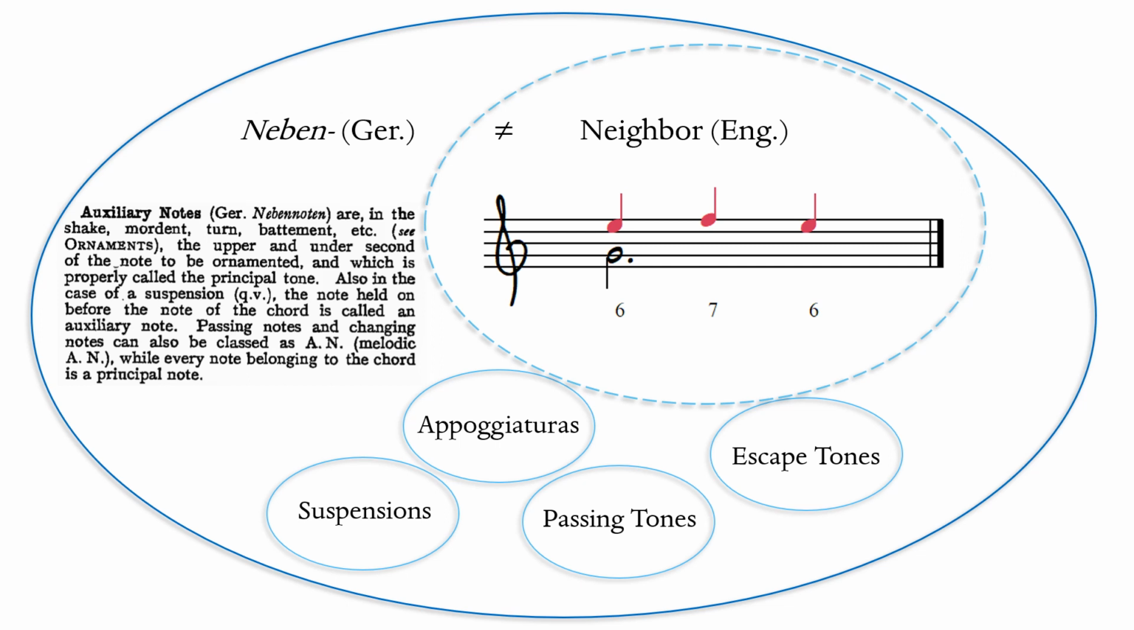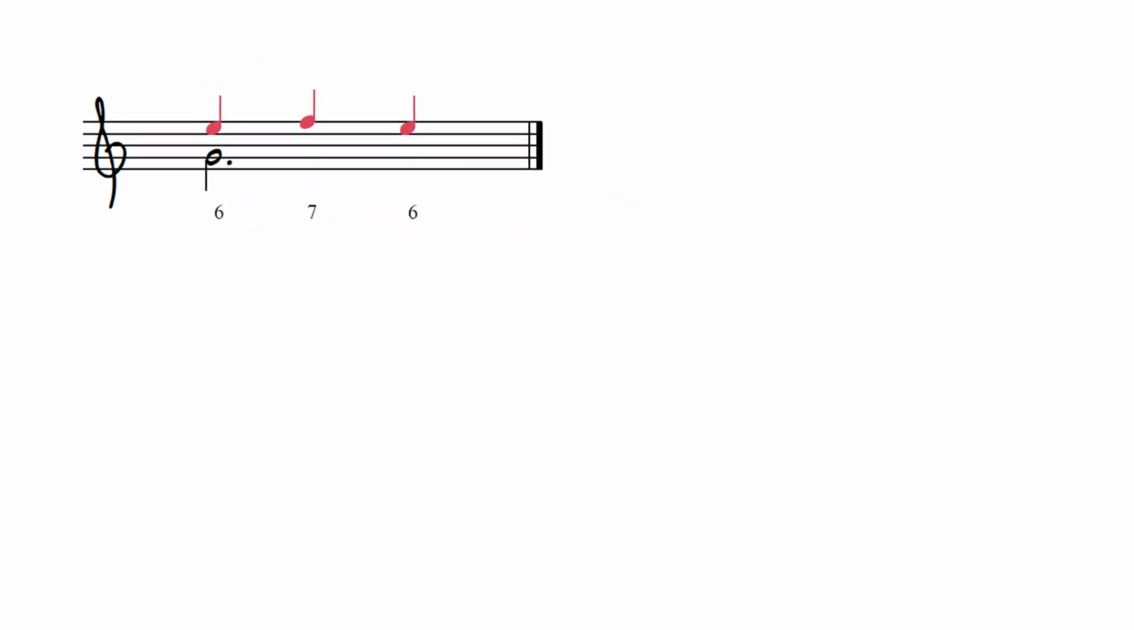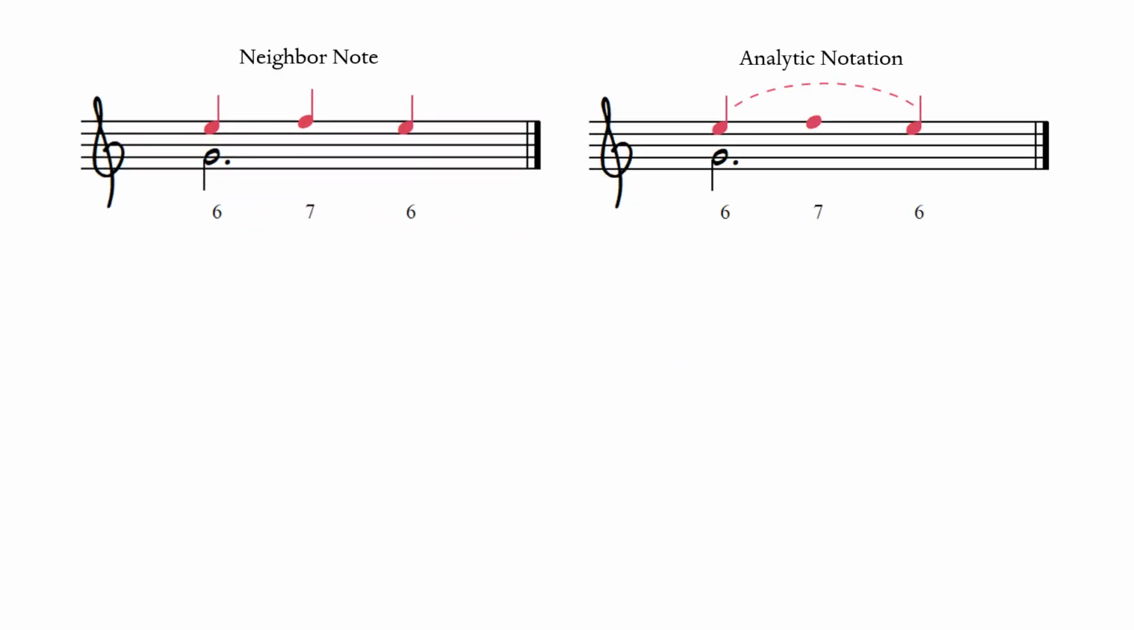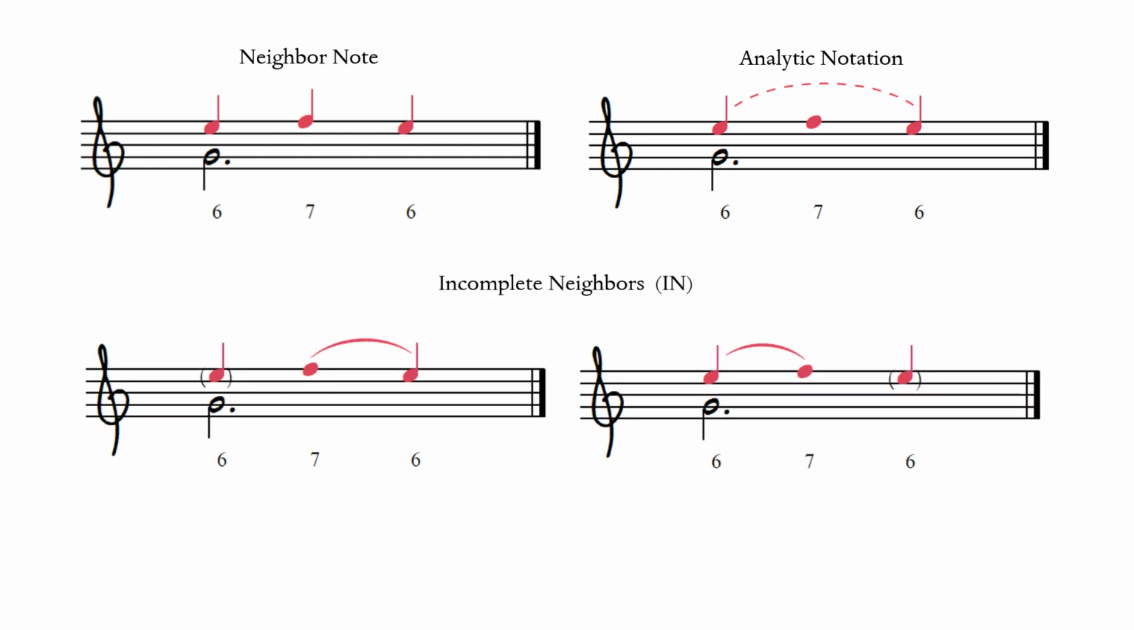Unfortunately, the problem was compounded by the German-speaking students of Heinrich Schenker, such as Felix Salzer, who we mentioned earlier, who emigrated to the United States in the 1930s prior to World War II. Most of the analytic notation that I use on this channel, such as the dashed slurs shown here, is adapted from Salzer. As far as I know, Salzer was the first to introduce the term incomplete neighbor to refer to the other kinds of auxiliary notes that he would have known in his native language as Nebennote, but that his students in America would not have recognized as a neighbor note.